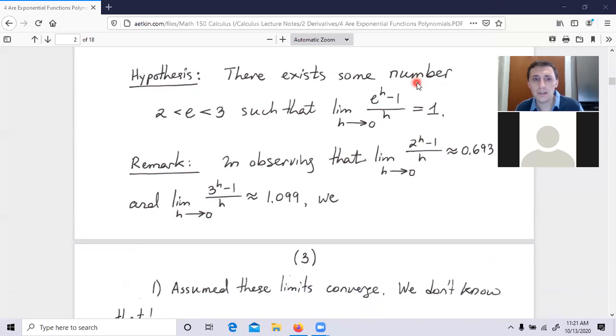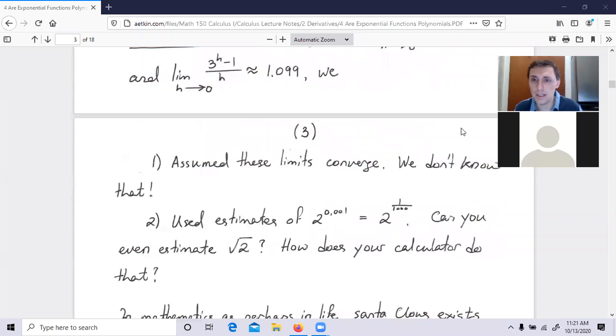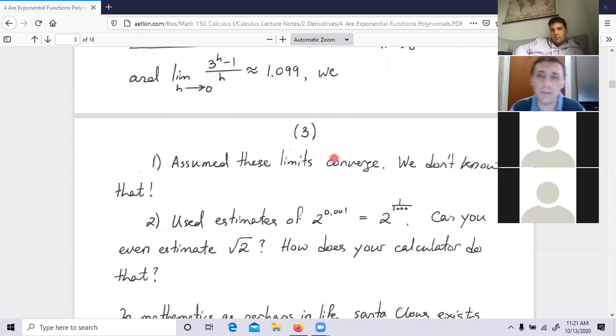So here are the two important comments that I should make. When I observed that (2 to the h minus 1) over h is approximately 0.693, and I did the same observation that the limit as h goes to 0 of (3 to the h minus 1) over h is 1.099, I made assumptions. One assumption is that the limit exists, because I just estimated it at some number. Maybe I will see a very terrible behavior past 1 over 1,000. Maybe it will be starting from 1 over 1,000,000 that I see some deviant behavior. Okay, that's one comment.